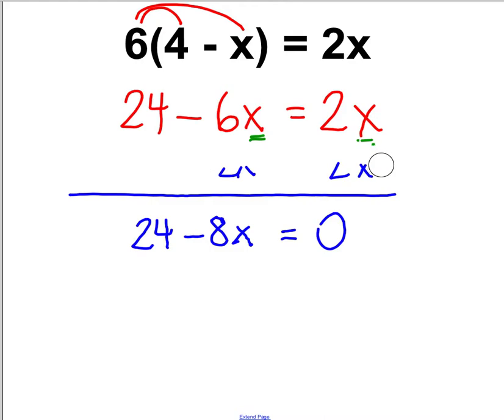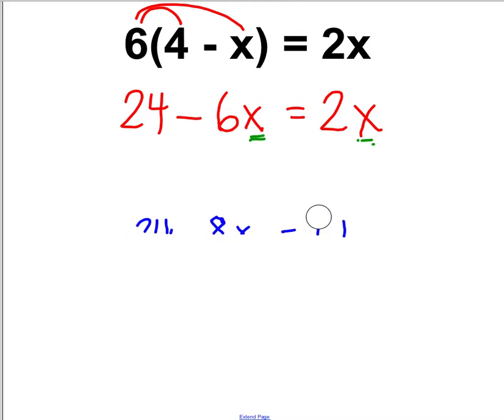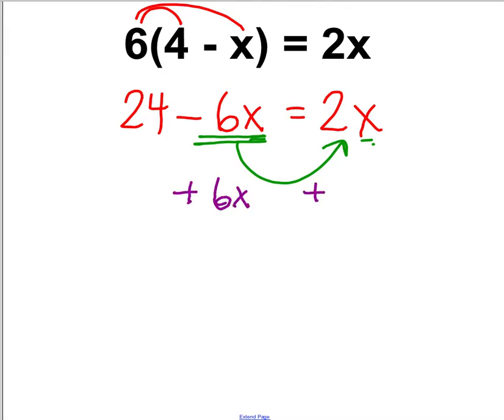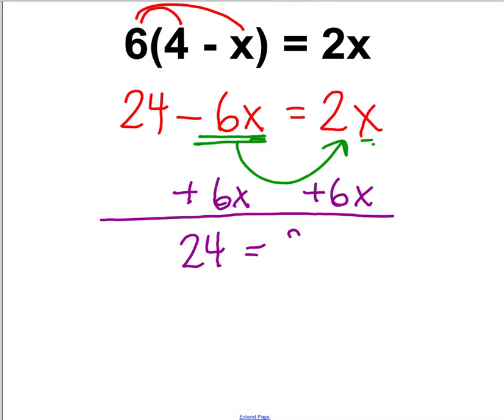So looking at your equation, you want to see what should be moved. In this case, we want to bring this variable over to his friend on the right by doing the inverse, and let's add 6x. Add 6x to both sides. We're left with 24 is equal to 2x plus 6x is 8x. Divide both sides by my coefficient, and x is equal to 3.